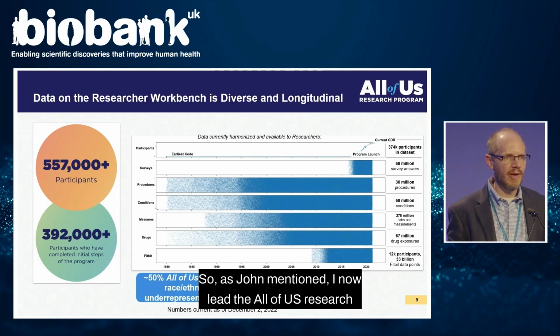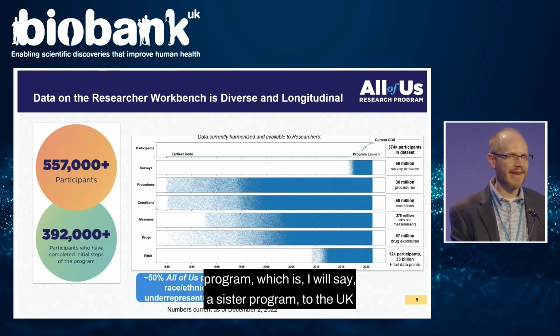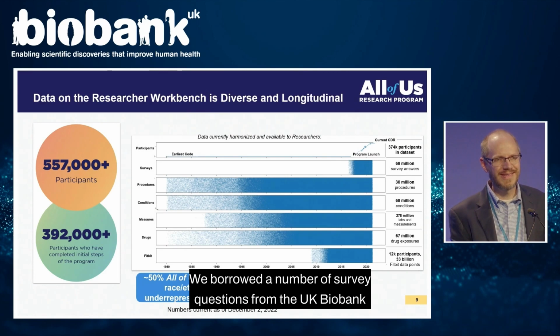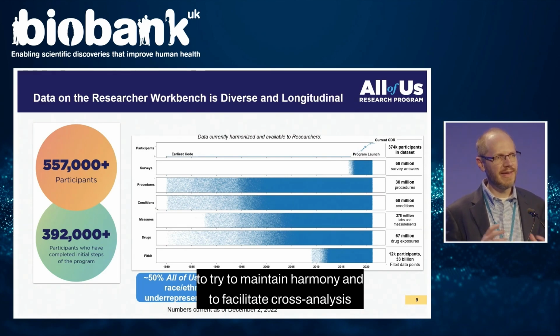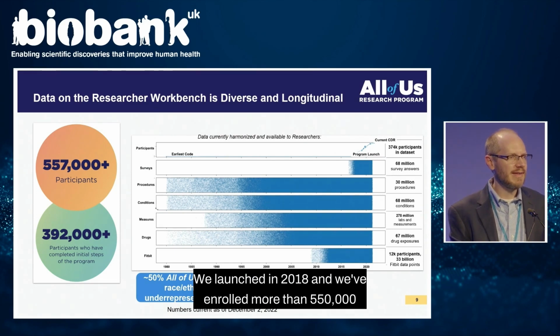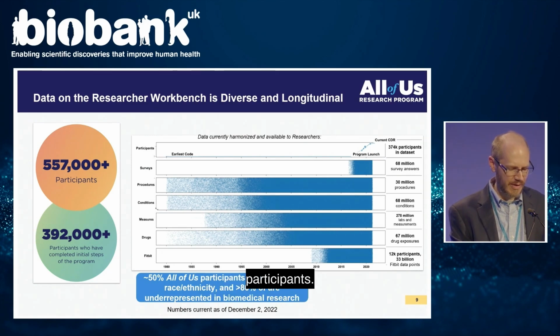So as John mentioned, I now lead the All of Us research program, which is, I will say, a sister program to the UK Biobank. We've learned a tremendous amount from the UK Biobank. We borrowed a number of survey questions from the UK Biobank to try to maintain harmony and to facilitate cross-analysis over time. We launched in 2018, and we've enrolled more than 557,000 participants.